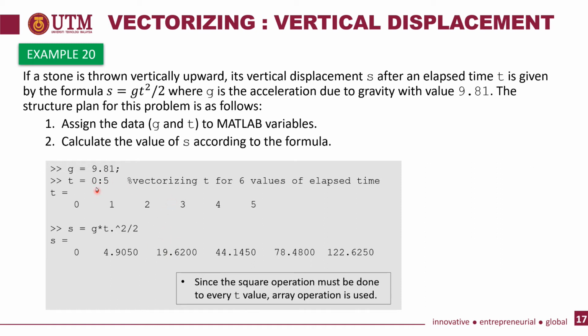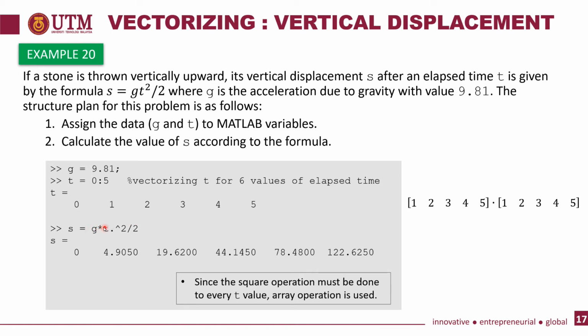The first thing is to initialize the value of g, which is given here: g equals 9.81 with a semicolon. And then t equals, we are using the colon operator because we are vectorizing t for 6 values of elapsed time. t is time, which starts from 0 seconds to 5 seconds. So you write t equals 0 colon 5, which creates a matrix from 0 to 5. And then you see here the equation that you need to execute: g multiplied by t.